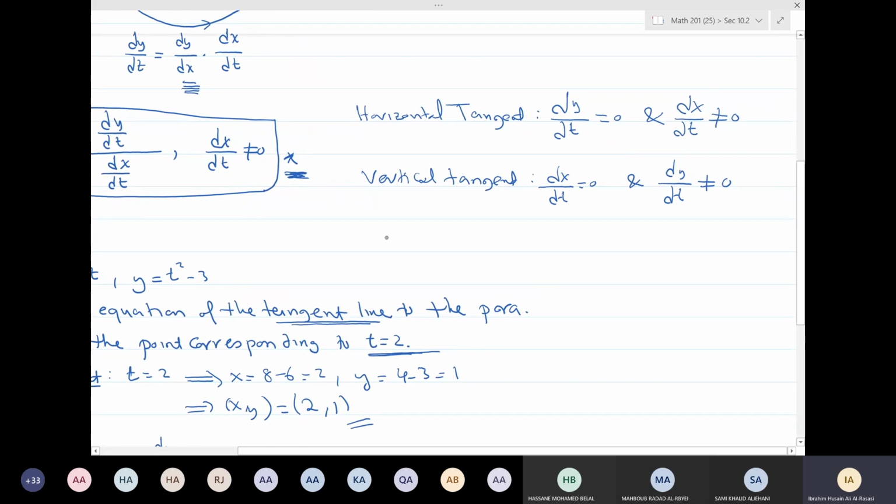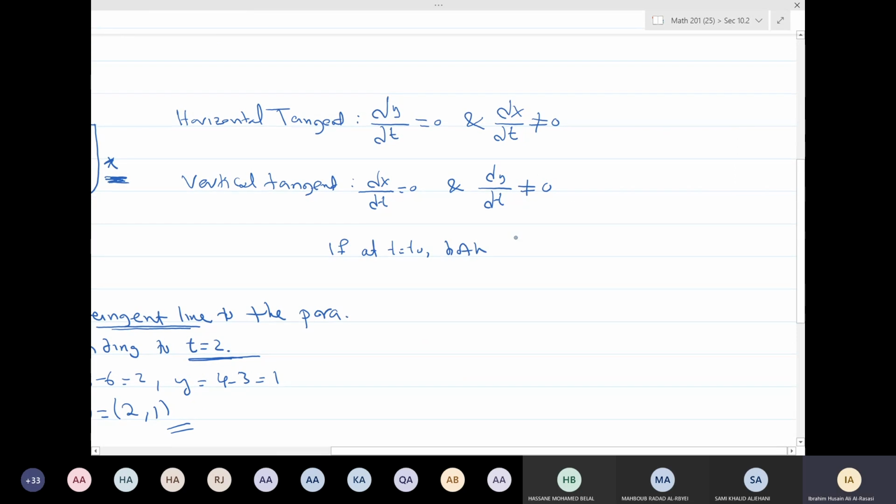So at t equals t0, both dy/dt equal to 0 and dx/dt equal to 0. Then what is the situation here? Will we have horizontal tangent? Will we have vertical tangent? Or maybe you have none. What do you think? Use L'Hopital's rule.